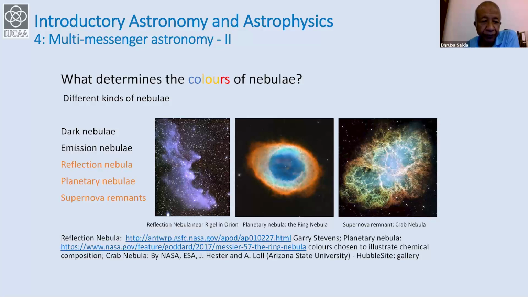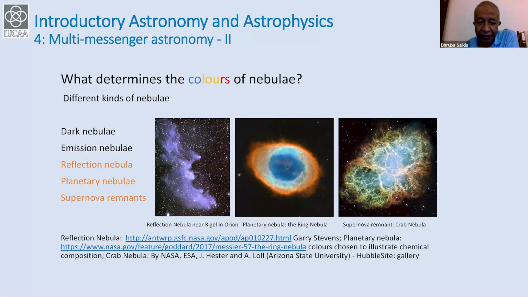Here is what is called a reflection nebula, near Rigel in Orion, and you can see it is bluish in color. Why is it bluish in color? Because it's reflecting bluish light from nearby stars. But why isn't it reflecting reddish light? It is not very different from why the sky is blue, right? Because dust grains scatter light, and blue would be scattered much more than the longer wavelengths.